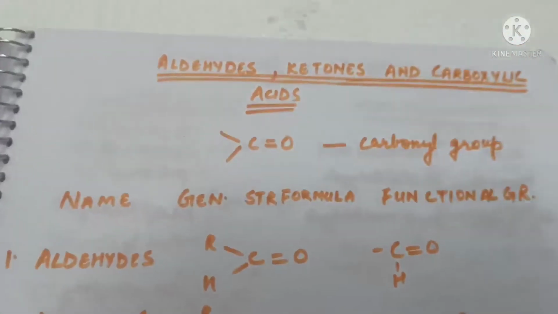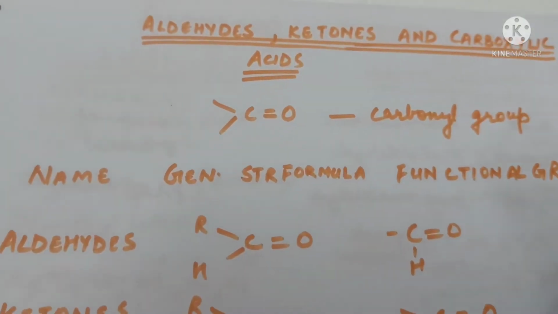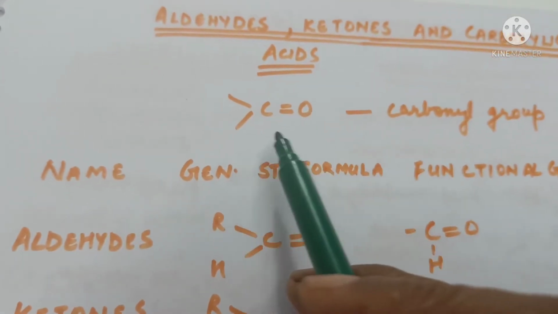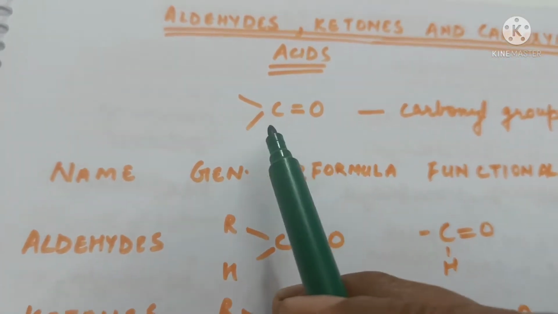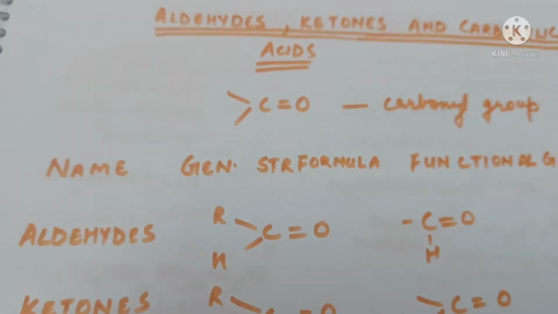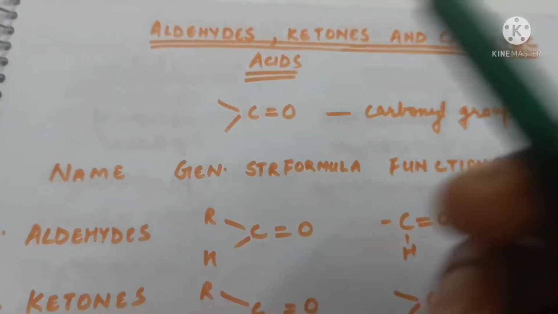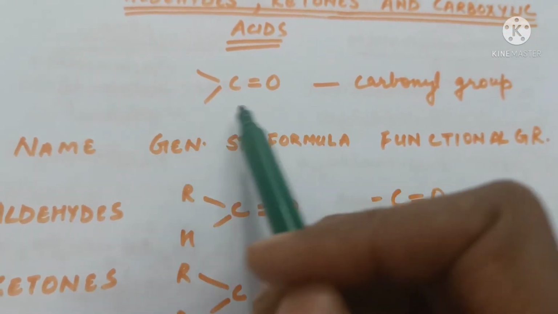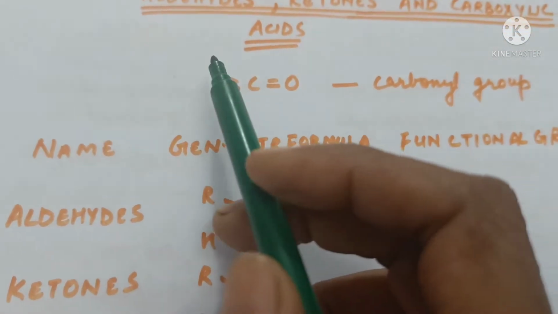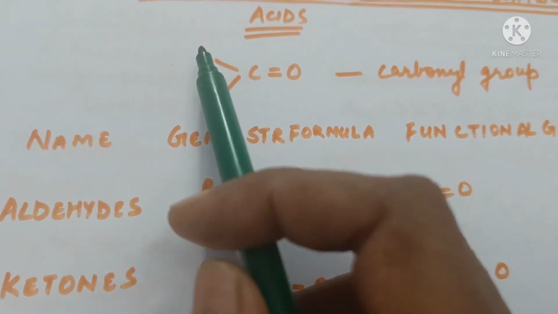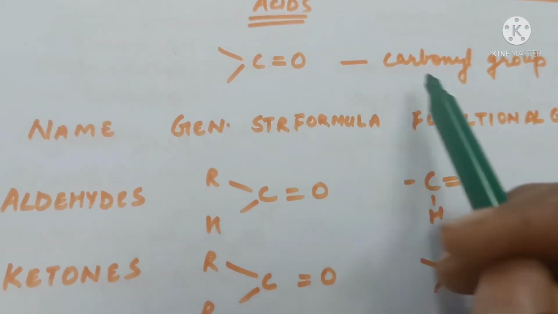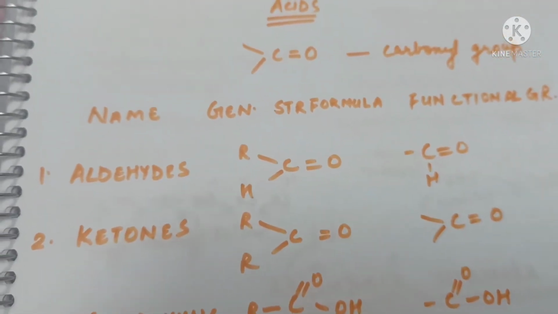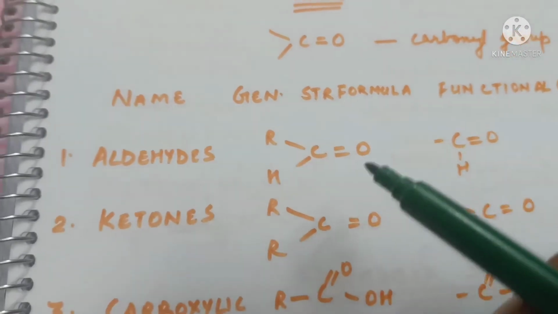Today we'll be doing aldehydes, ketones, and carboxylic acids. So, compounds containing carbon double bond oxygen as the functional group. They can be categorized into aldehydes or ketones. Of the two valencies, if one is occupied with hydrogen, then the compound is called an aldehyde, and if both are occupied by alkyl groups, then the compound is a ketone. So aldehydes and ketones are carbonyl compounds.